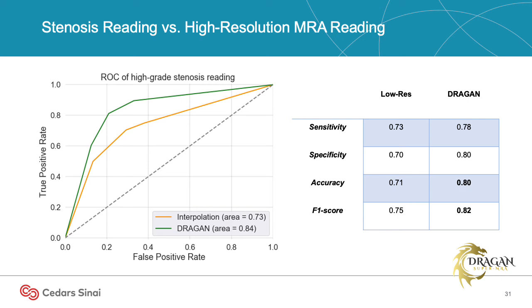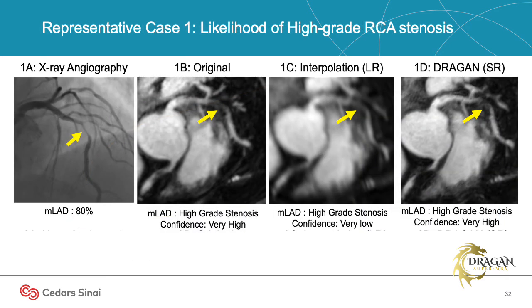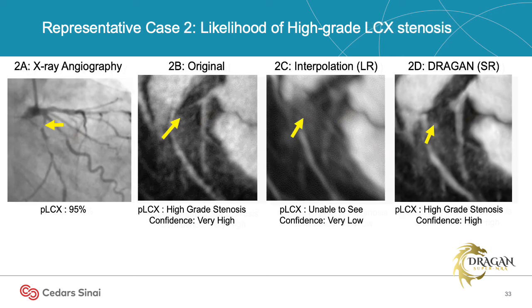Here is the statistic of the reading accuracy. DRAGAN achieved an AUC of 0.84, having an overall accuracy of more than 80% compared with high resolution MRA reading as well. For the first representative case, we can see there is 80% stenosis in the mid-LAD from QCA reading. The original high-res MRA has a correct reading with very high confidence, while the low-res MRA can barely see the segment. DRAGAN provides the same correct results and also has a clear vision of it.